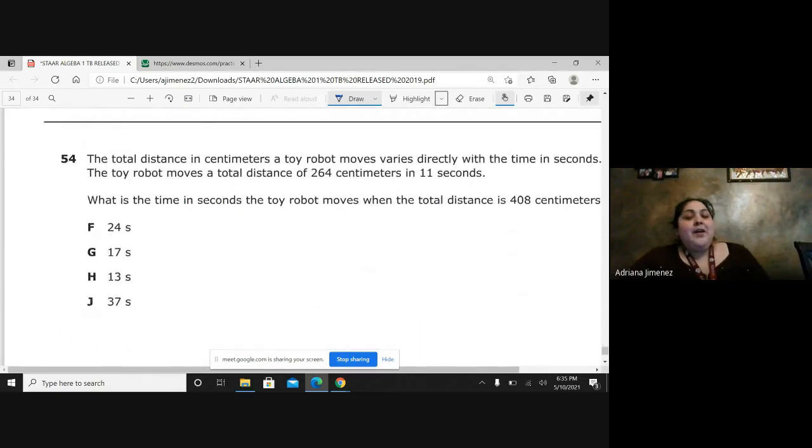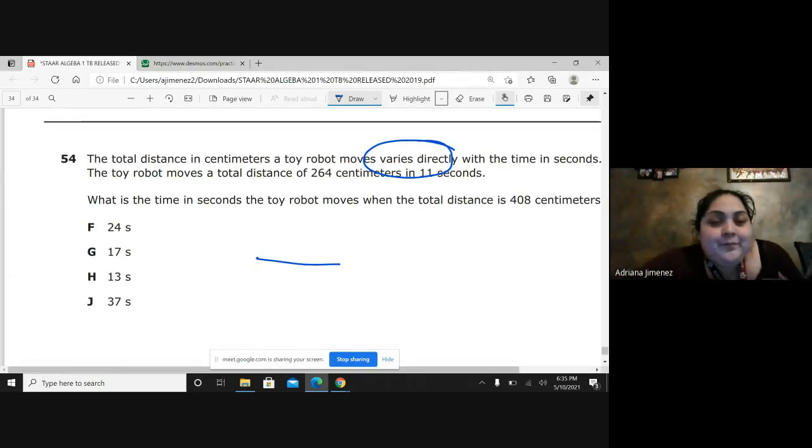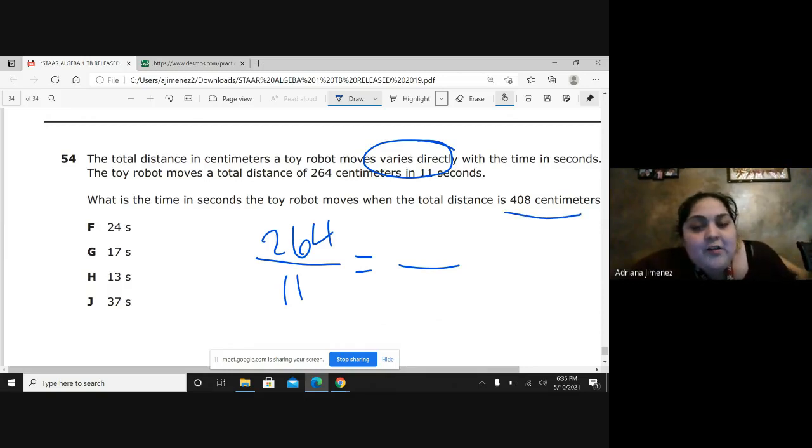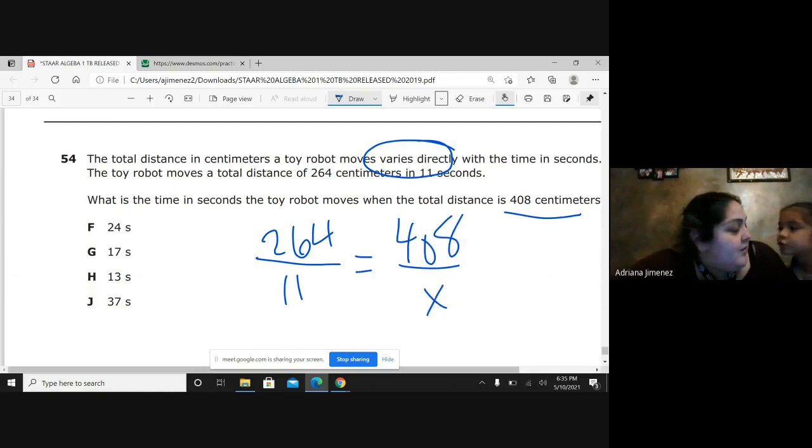All right, next page. This one talks about varies directly. Varies directly was taught in middle school. What it is is just proportions. 264 at the top, 11 at the bottom equals. You do another proportion. They want 408 centimeters. It needs to go across from the other number that was centimeters. You're looking for this. I'm trying not to disturb.